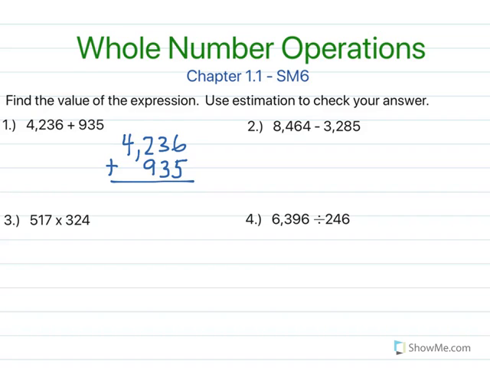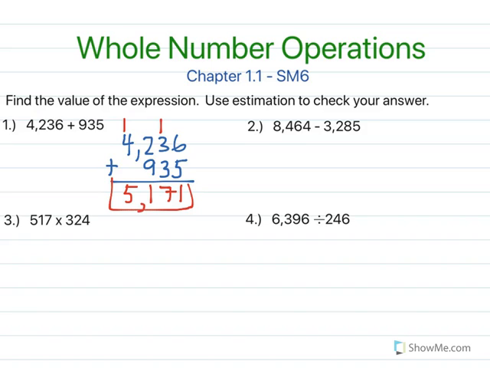So 6 plus 5 is 11. So I put a 1 here, and then I have a 1 go into the tens place because it's 11, 10 plus 1, right? And so I do 3 plus 3 is 6, plus 1 is 7. And then I have 2 plus 9, which is 11. So I put the 1 here, and I carry 1 over to this side, the same way as I did earlier. And then I have 1 plus 4 is 5. So I end up with 5,171.